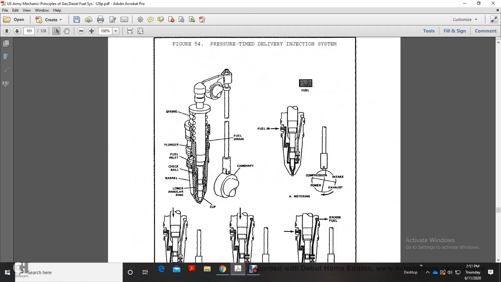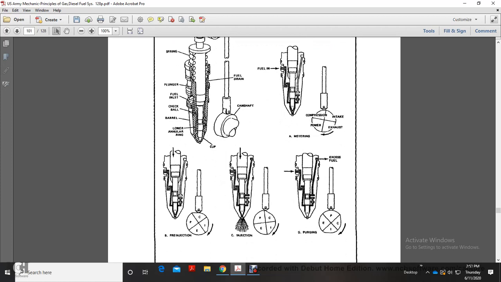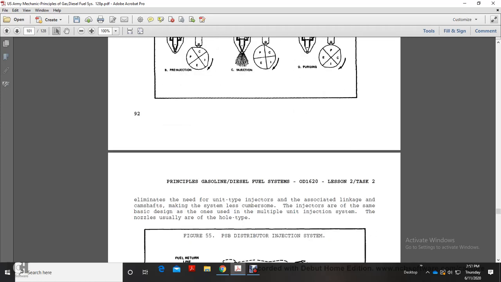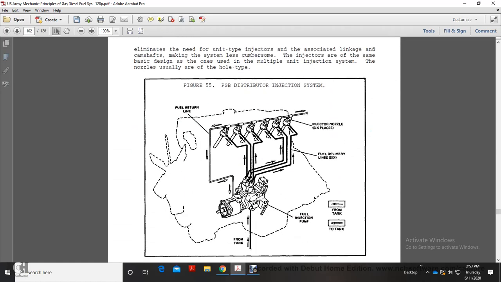Figure 54 shows the pressure time delivery injection system: spring, plunger, fuel inlet, check valve, barrel, lower annular ring, cup, camshaft, fuel drain. Fuel in, metering, compression, intake, power stroke, purging, injection, pre-injection. It eliminates the need for unit type injection associated linkage and camshaft, making the system less cumbersome. The injectors are the same basic design as the multiple unit injectors. The nozzles usually are of the multi-hole type.